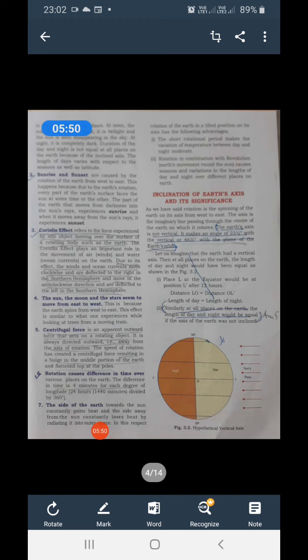Now, the third important effect of the rotation of the earth is the Coriolis force.